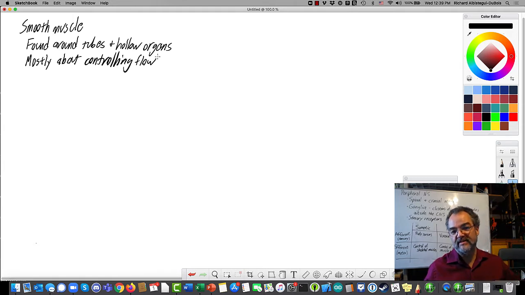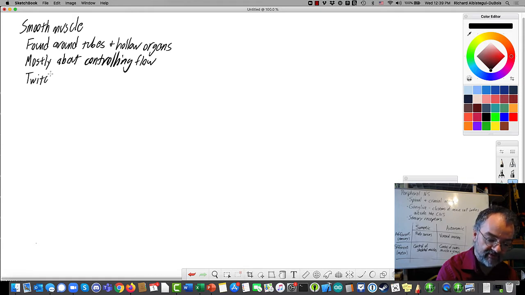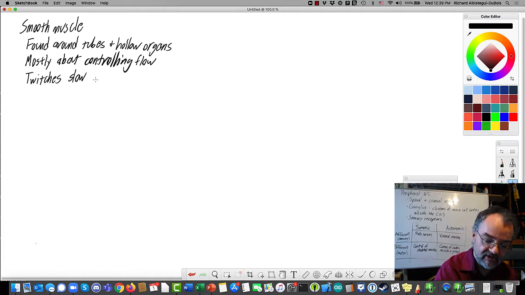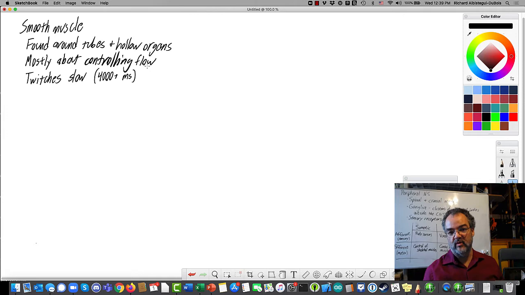Now, some other things about smooth muscle. Its twitches are much slower than skeletal muscle. Remember, skeletal muscle is on the scale of 10 to 100 milliseconds for a twitch. Cardiac muscle, as we'll talk about, is more like 200-ish milliseconds. Smooth muscle is often around 4,000 milliseconds or more for a twitch. So that's 4 seconds, like that for a single muscle twitch.